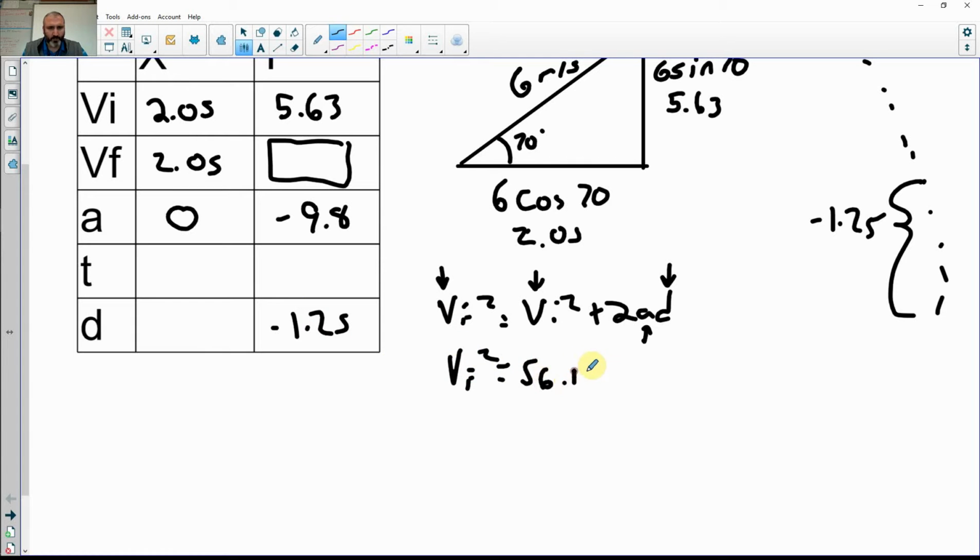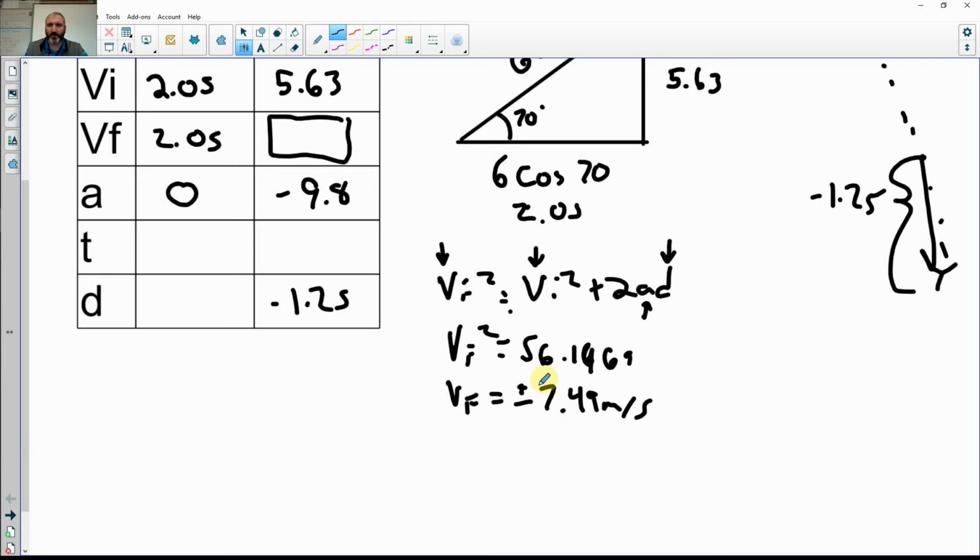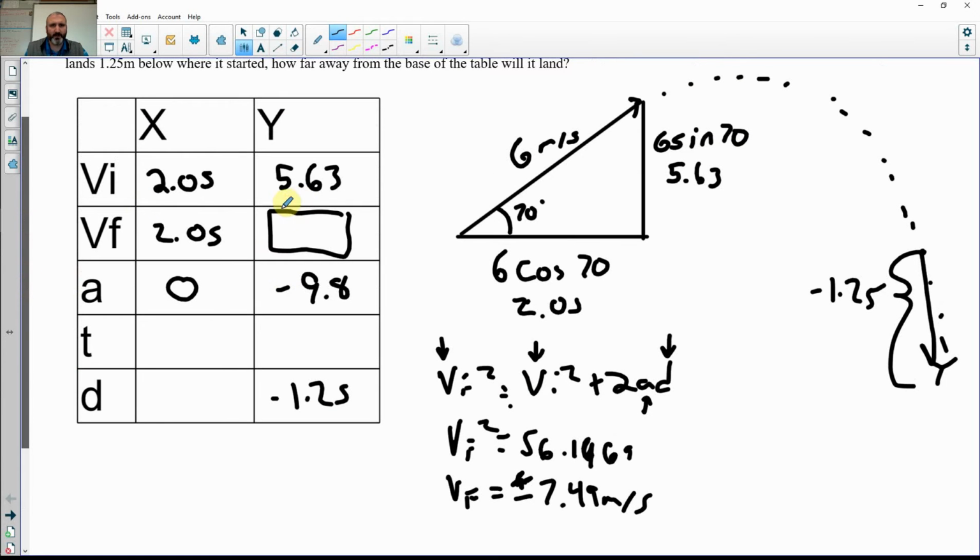equals 56.1969, and then we'll take the square root of that, and that will be a final velocity of plus or minus 7.49 meters per second. Now the idea is it's landing below the table, which means its final velocity is going down. So we're going to ignore the positive 7.49. We're going to look at the negative 7.49. So let's plug that back in here. Minus, I'm going to round it to 7.5 meters per second. And if you did 7.49, that's fine. But 7.5 meters per second.